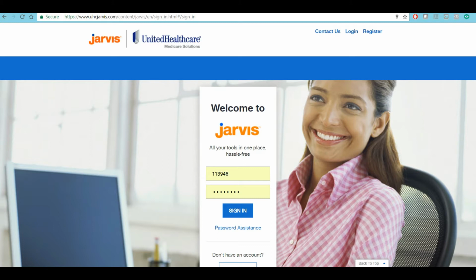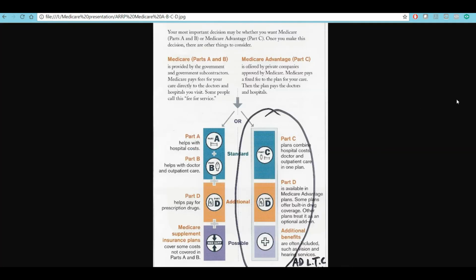Let me just say this about that. In terms of the plan choices, a person would have a choice between Medicare A and B and a Medicare supplement, and that would be one way to go. And that would look something like this right here. So you have Medicare A and B and D for the drug plan, standalone, PDP, and then the Medicare supplement. This is the way I started out.